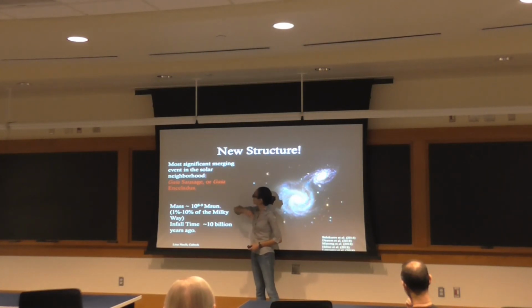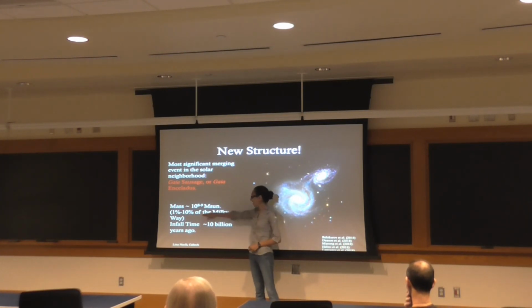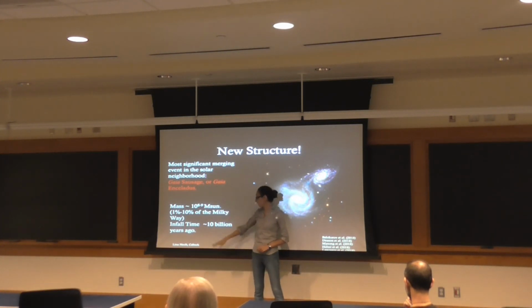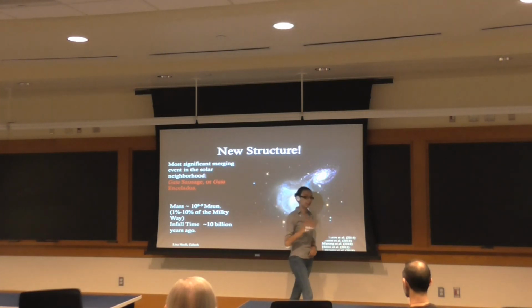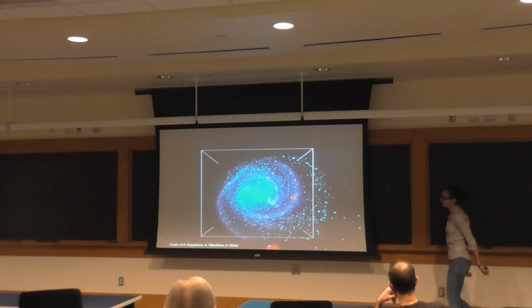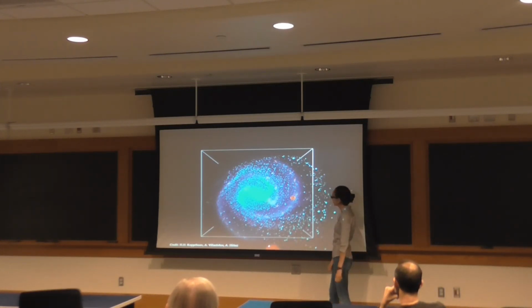So this is the most significant merging event in the solar neighborhood that was discovered last year with the Gaia data. It has a stellar mass of 10 to the 8 to 10 to the 9 solar masses, so 1 to 10% of the Milky Way, quite large, and fell in about 10 billion years ago. I'd like to actually show the Gaia sausage because it tells us a bit more about the properties of this merger.